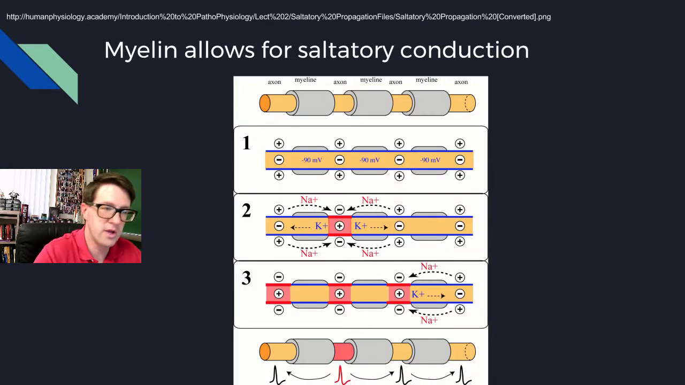The way that we speed this process up is we make it so the action potential jumps. And the way we do that is by adding myelin along the length of a neuron. And you get that jumping sensation. We call that saltatory conduction.